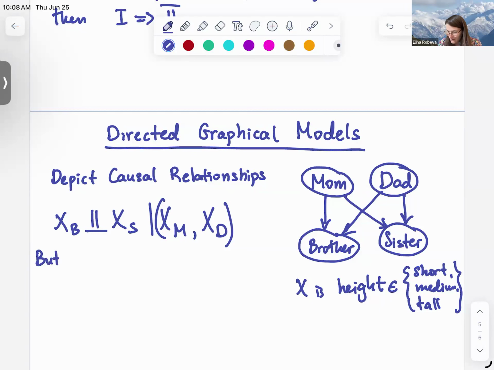But if we think about the undirected case, it kind of makes sense because every path from brother to sister goes either through mom or through dad, right? So there's two paths and they go through one of these. So this is sort of a separating set for brother and sister. But what about the height of the mom and the dad? Are they independent given the height of the brother and the sister? Is this true?